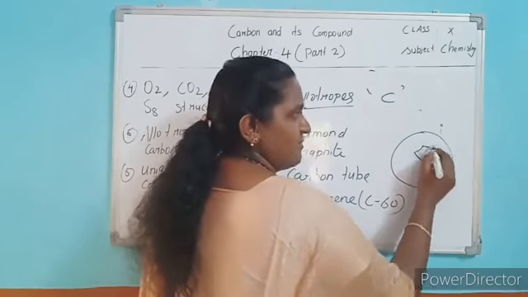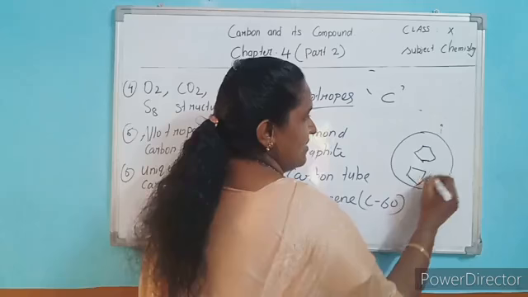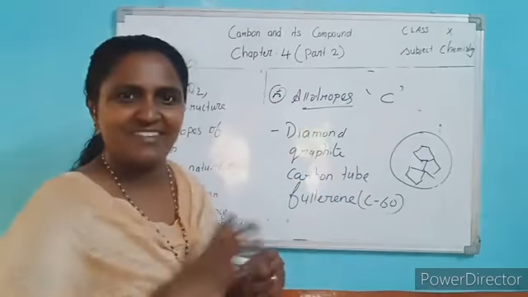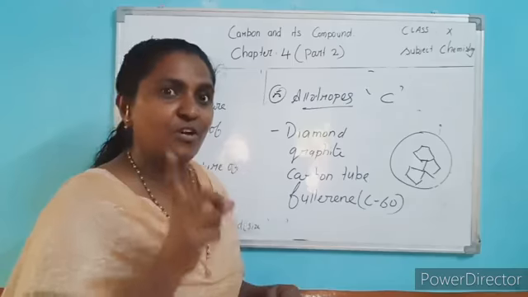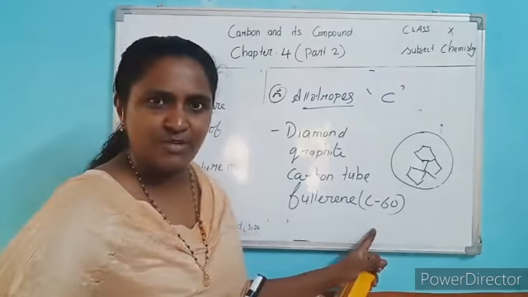It is made up of hexagonal structures and pentagonal structures also. Different structure. It is made up of only carbon. How many carbons are joined? Sixty carbons joined to form a ball-like structure. That is called Buckminsterfullerene.